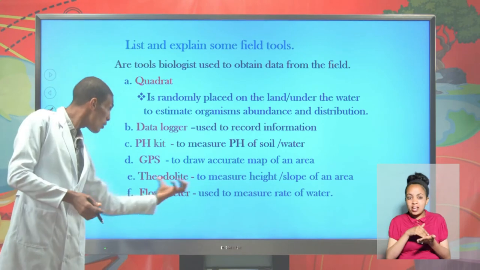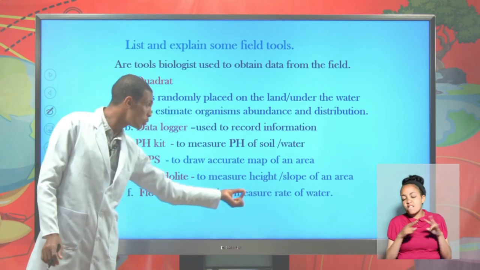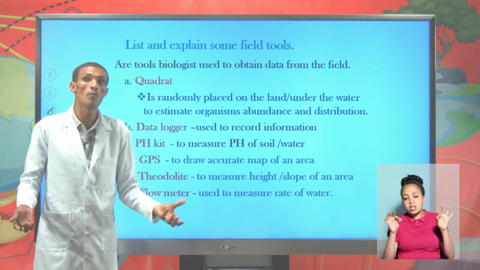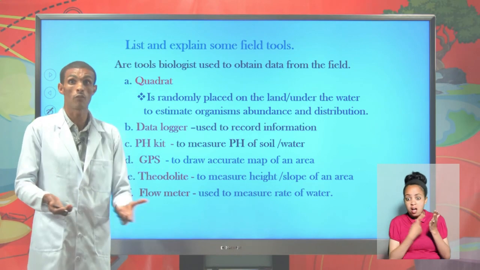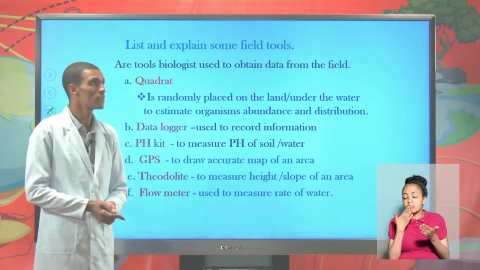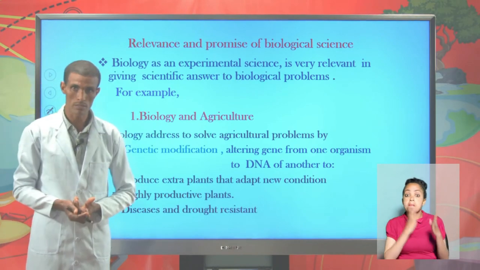And again, flowmetry is another laboratory tool, which is very important to measure the rate of flow of matter. Very important in taking data from the water that is flowing. Well done, student.